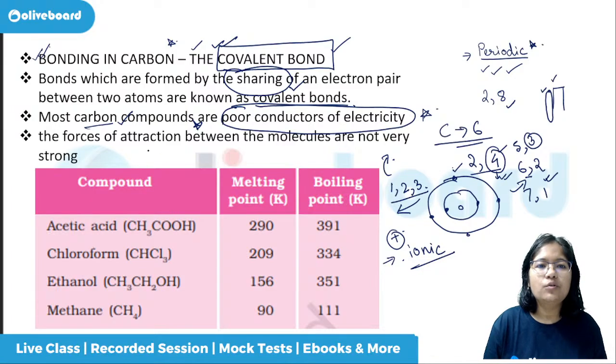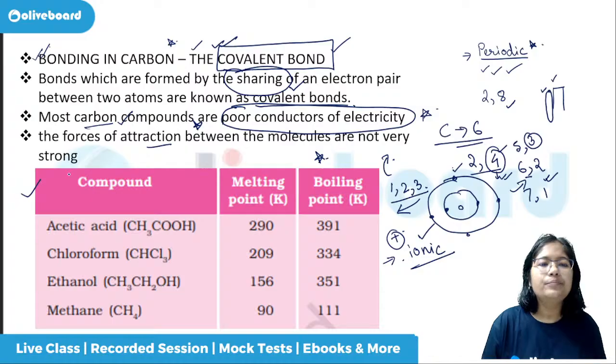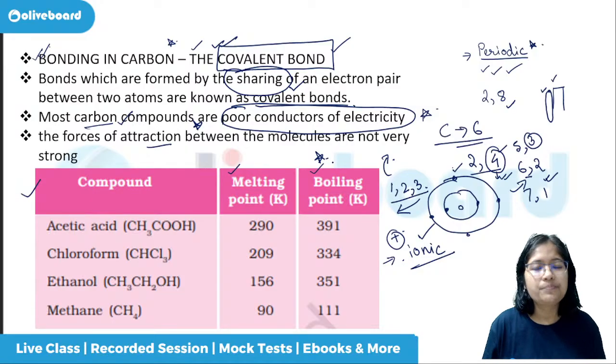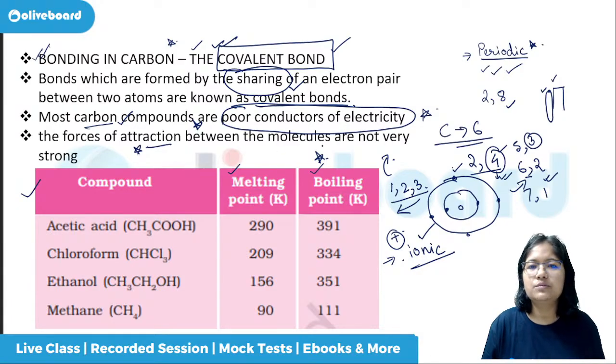The forces of attraction between the molecules are also not very strong. How do you identify this? See, one, because anyhow we are not doing ionic bonds, we are in covalent bonds. And another, if you don't want to do this comparison and want to check directly, then you can check that they have low melting and boiling points. And what does low melting and boiling point state? It states that the forces of attraction between the molecules are not very strong.